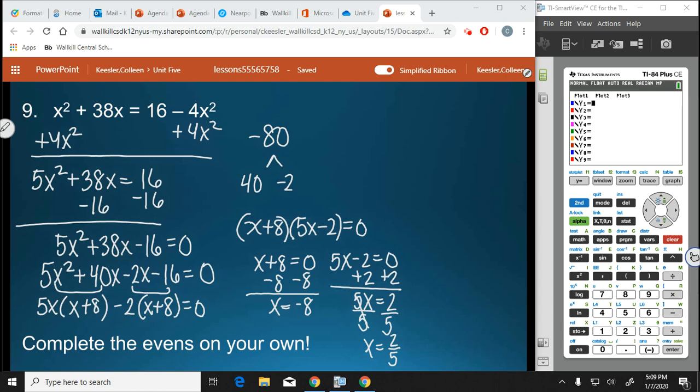So sometimes you are going to get a decimal or fraction. That is totally okay. Just make sure that you're actually solving each step, because I know too many kids that don't do the last step of solving and then give the incorrect answer or the opposite answer and don't get full credit. So now you're going to complete the evens on your own. I'll be around to help you guys out.